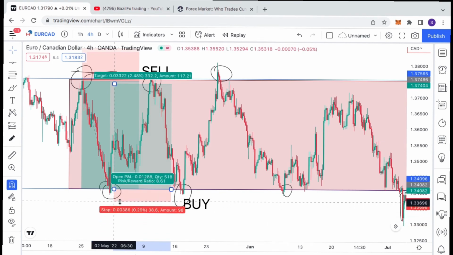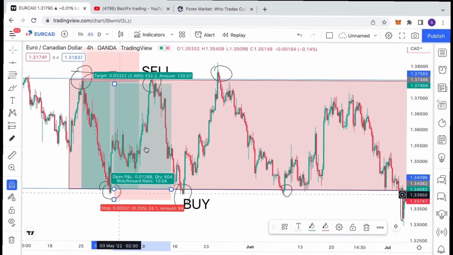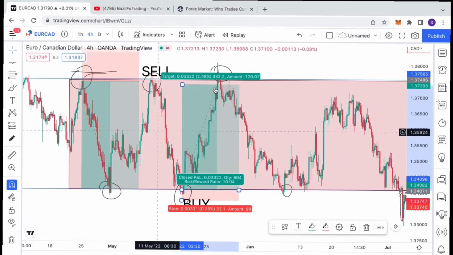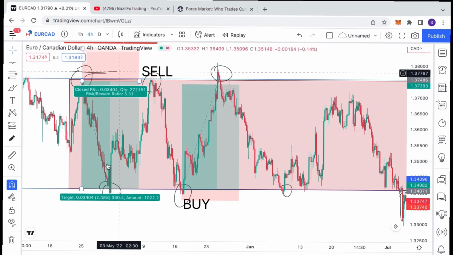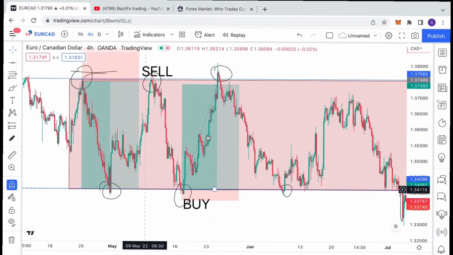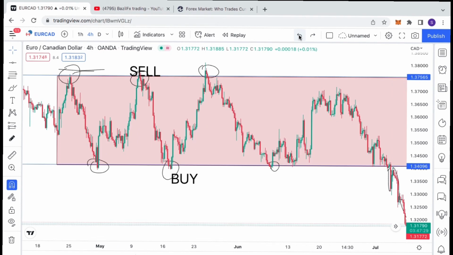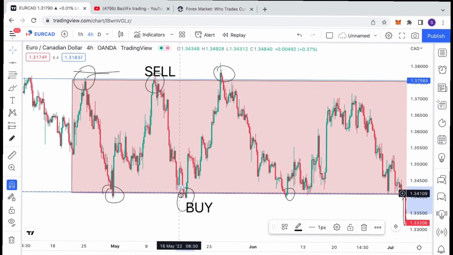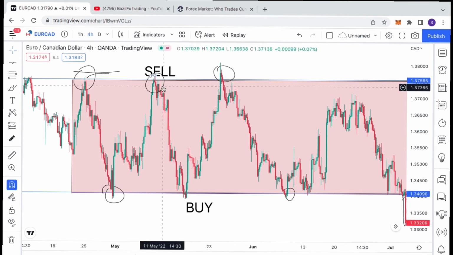Then our stop loss is, let's see, it has to be 20 pips. Let's put it here. We don't want to confuse you guys. So here we are buying, here we are selling, here we are buying, as you can see. So these would be very good setups. Let me just mark them out for you so that you can see these beautiful setups.